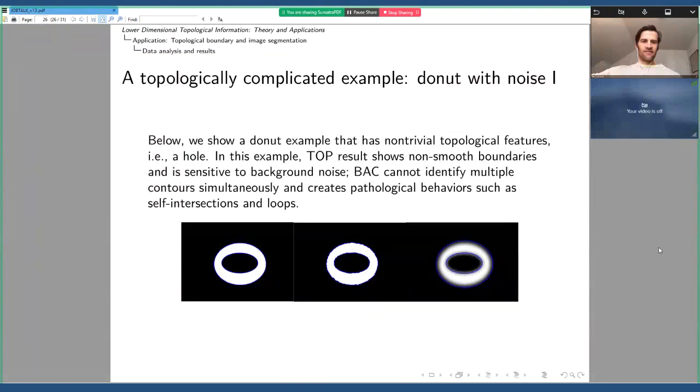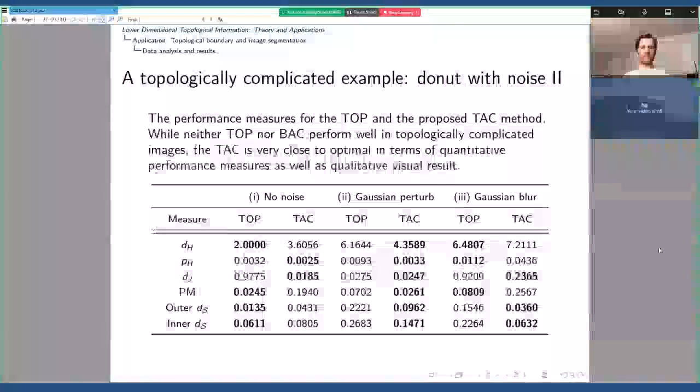So in this case, we only compare the TOP method and our combined method. As you can see, in the Gaussian perturbation case, our combined method outperforms the TOP method by a large margin. And in the other two cases, no noise and Gaussian blur noise, our combined method also performs pretty well. Even where it doesn't, it's pretty close to the TOP method.